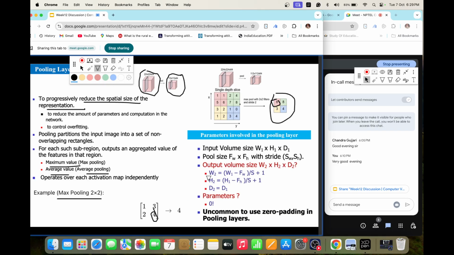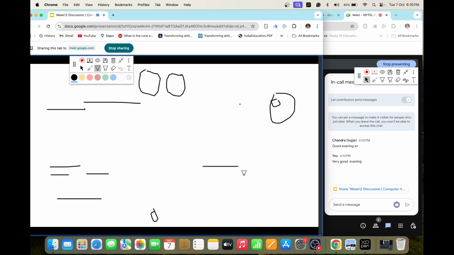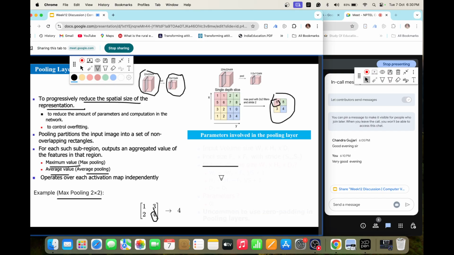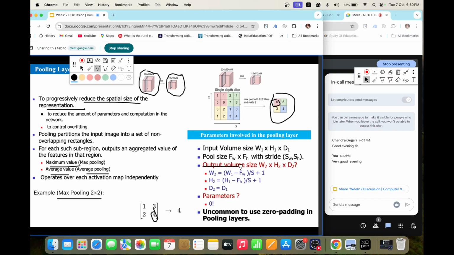Again, if you want to calculate the output, it will be calculated by the same formula. Generally here we do not use padding. Earlier in this formula we had the padding term, 2p, added. But here we do not use padding in the pooling layer, so we just remove the p and everything else remains the same. By this you can get the output volume after the pooling operation.